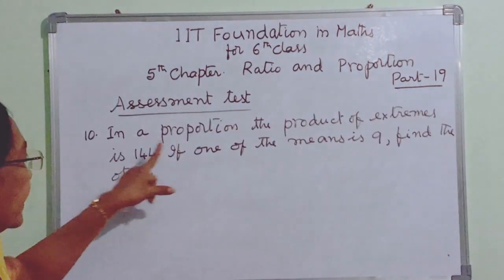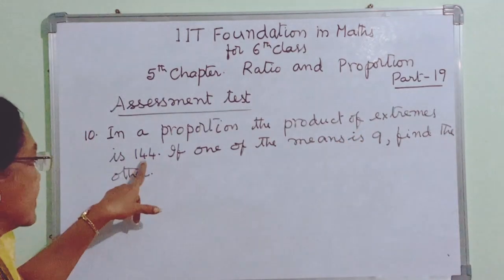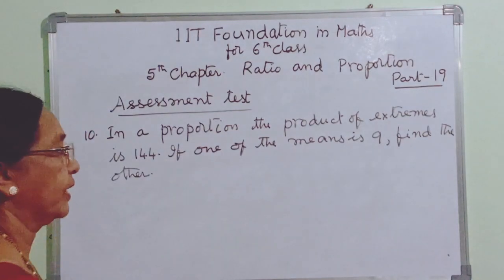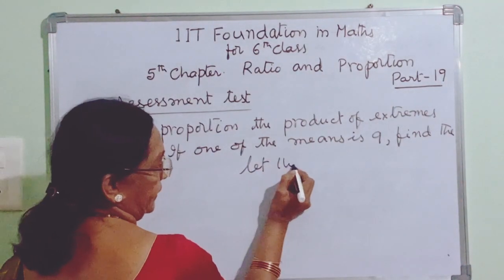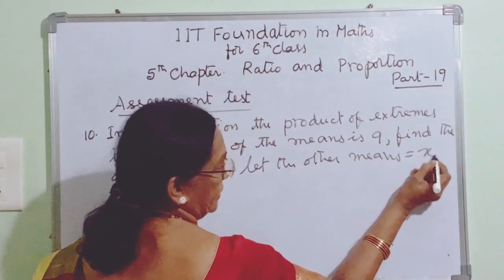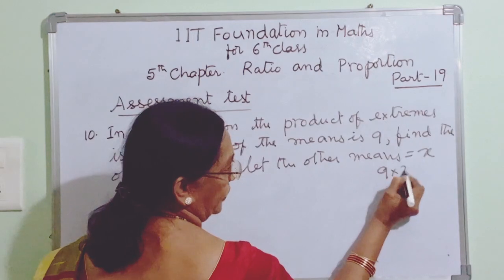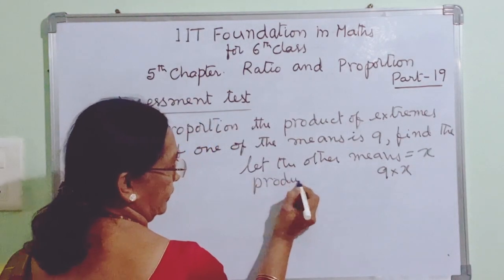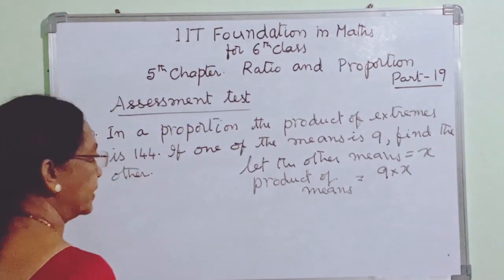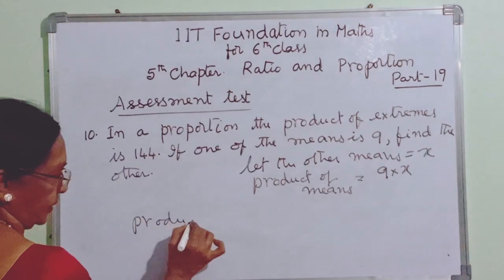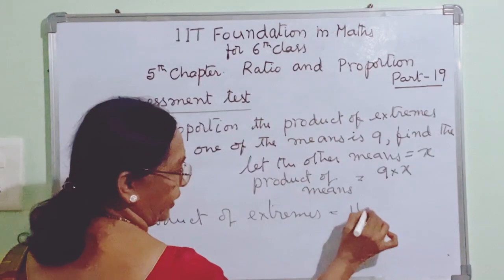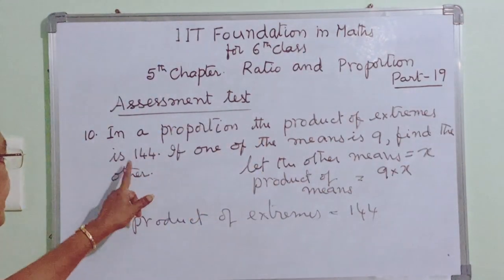Next 10th problem. In a proportion, the product of extremes is 144. If one of the means is 9, find the other. Let the other means be x. Therefore, product of means is equal to 9 into x. Product of extremes is given as 144.